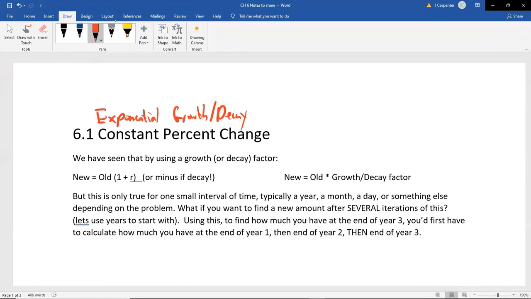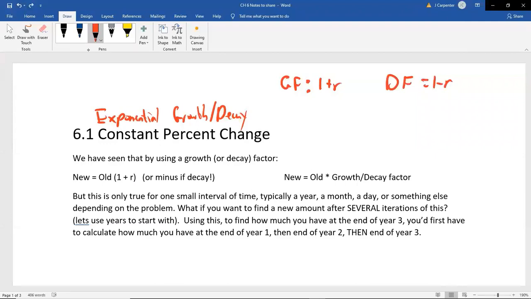Now, I'm going to remind you what your growth factor and decay factor are. Growth factor is 1 plus r, where a decay factor is 1 minus r. That was something we did back in chapter 4. And then we had some new amount is an old amount times the growth factor or decay factor. So you could have the minus if it's decay. That's what I'm saying there. But we're going to mainly focus on growth in this course. We don't do too much with decay. Very, very, very few problems with decay, in fact.